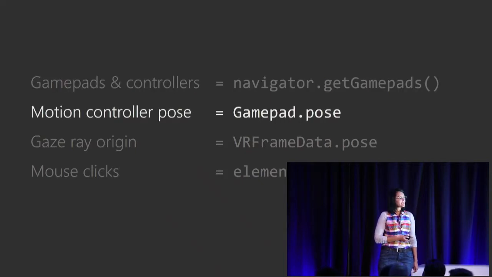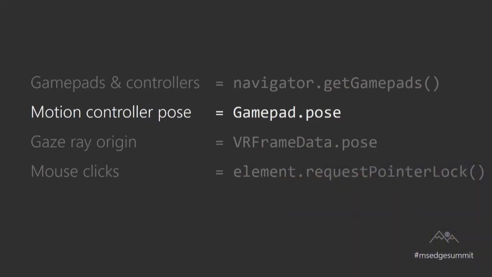So how do you tell the difference between a motion controller and a traditional Xbox-style gamepad within this array? The answer is the gamepad pose object. On traditional gamepads, I should say, it will be null. For motion controllers, it'll have a pose object in there. And you can use that pose object to update the position of the controller in your scene, as well as the origin for your point and commit style targeting.